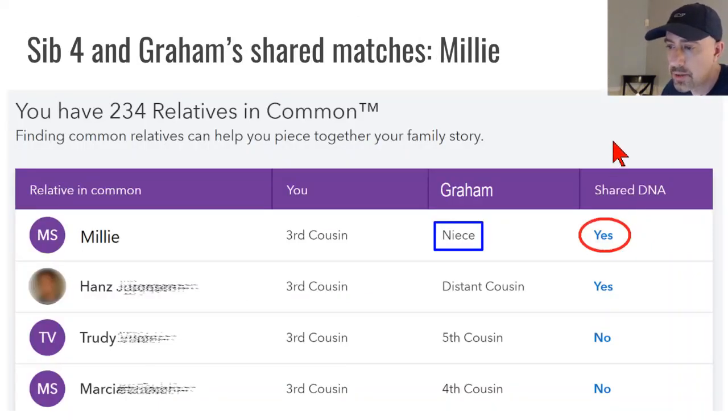So just to add another layer of evidence to help us with our hypotheses here, we can utilize the triangulation tool at 23andMe, and we get to the triangulation feature by pulling up the shared matches list. They call this relatives in common. So my sister here and Graham have a list of shared matches, and Millie, Graham's niece Millie, is on their list of shared matches. So this shows up nicely, and Millie is showing up as Graham's niece. And in this column here that says shared DNA, we have a yes. That yes means that they triangulate with my sister, sibling 4 here.